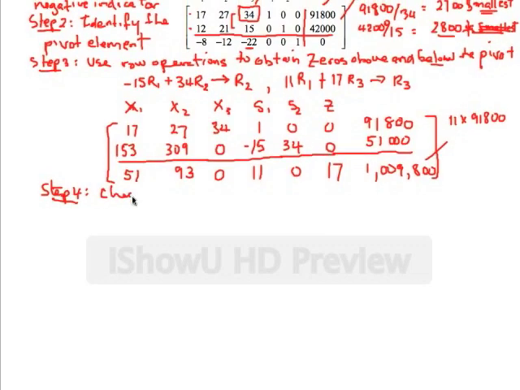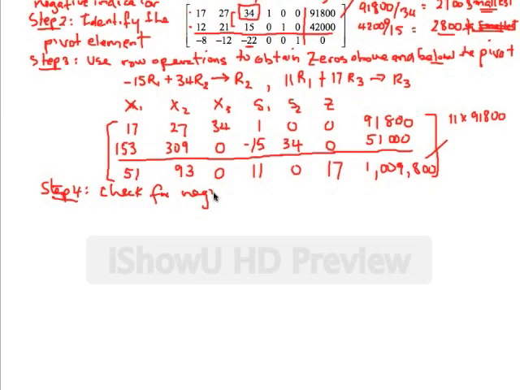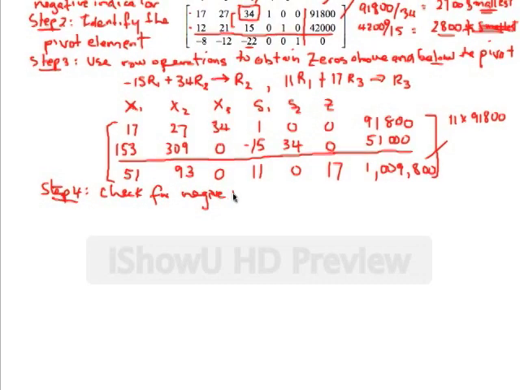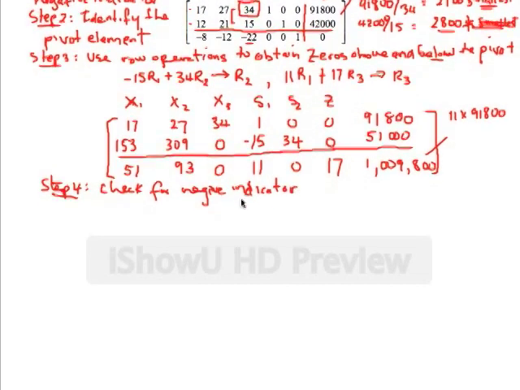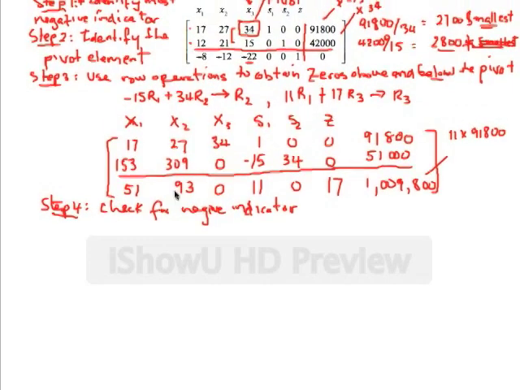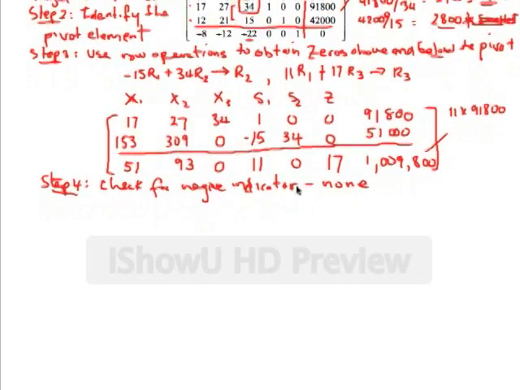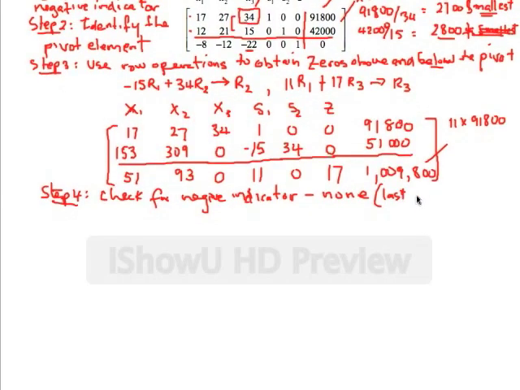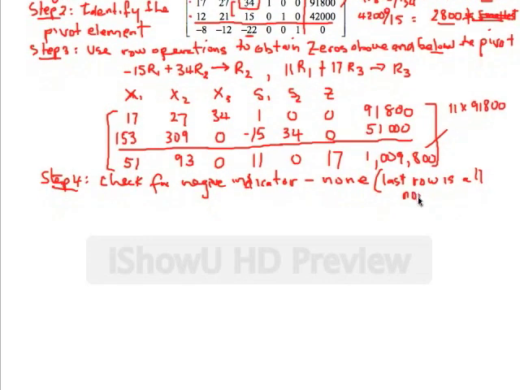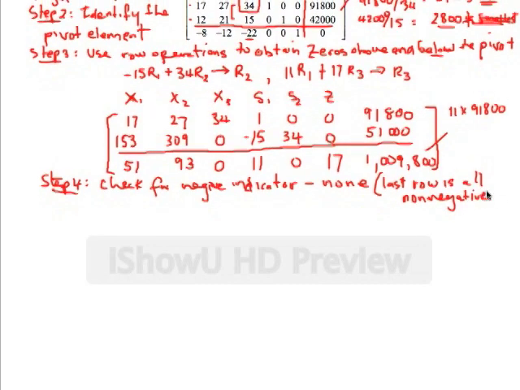Right, so step 4, check for negative indicators. Alright, so we're looking for a negative indicator, and of course there is none. So it would appear that we're finished, okay, because the last row is all non-negative. Notice we have some zeros, but it's non-negative.